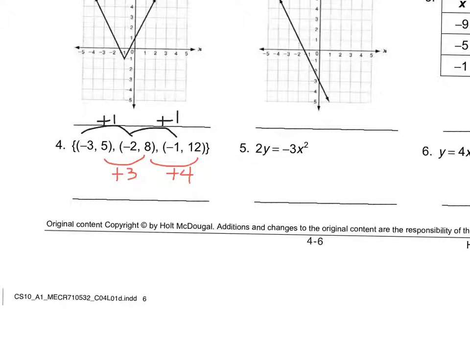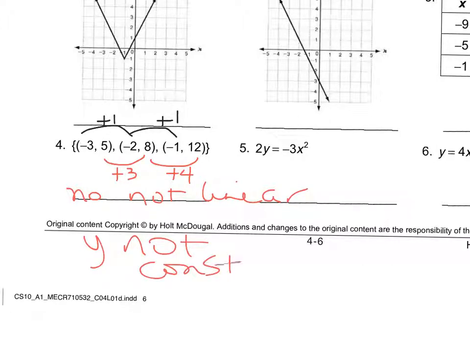Now you can also say, no, it's not linear because the y isn't constant. That will be your explanation. So you will be given ordered pairs where you're going to have to check to see if it's linear. Yes? Do we have to put the y is not constant? You could just put no, but as long as you showed the work that it was first +3, then +4, that will be sufficient explanation. All right.